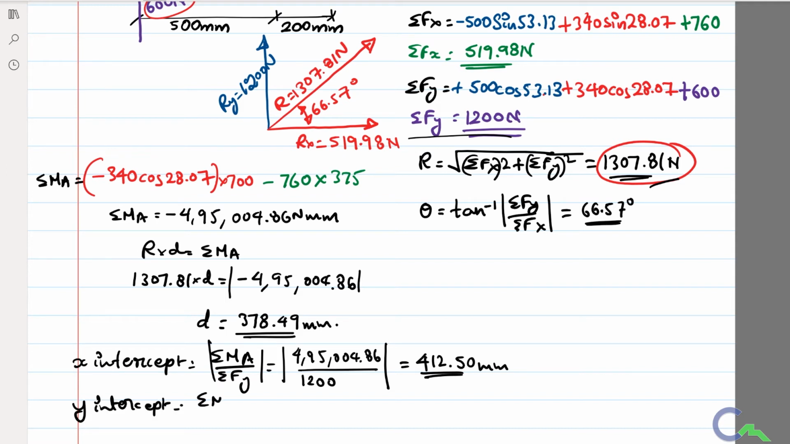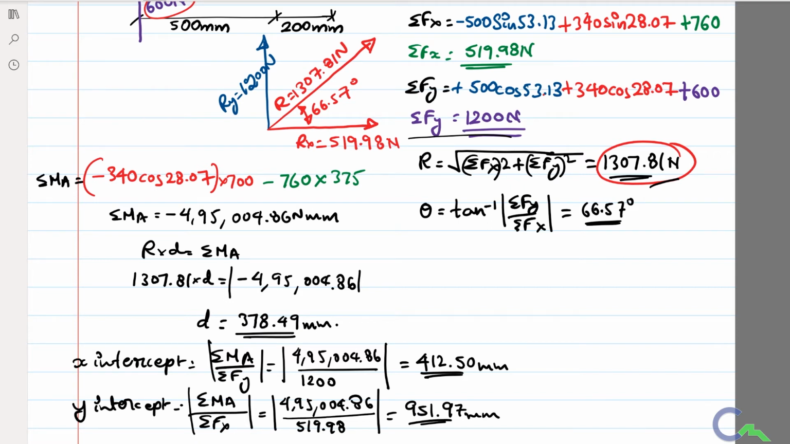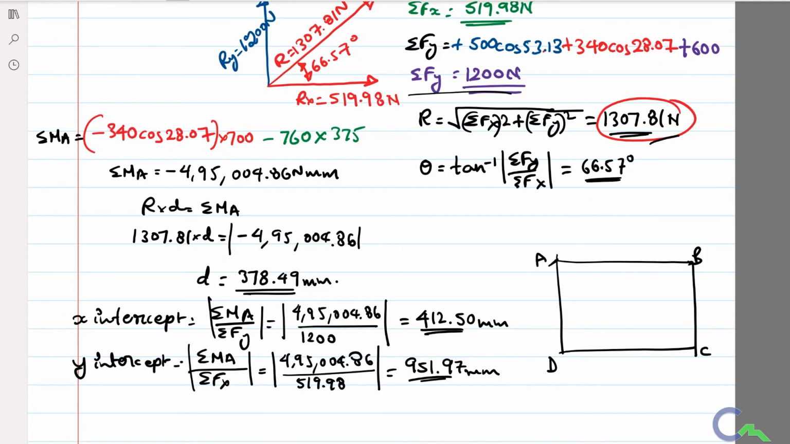Y intercept formula is sigma MA divided by sigma Fx, that is in mod. So therefore 4,95,004.86 divided by sigma Fx, we got 519.98. So we'll get 951.97 millimeter.